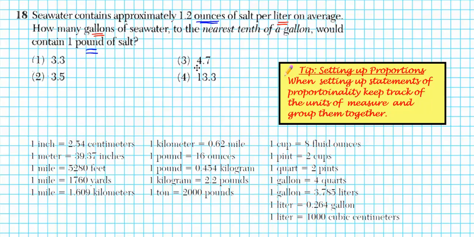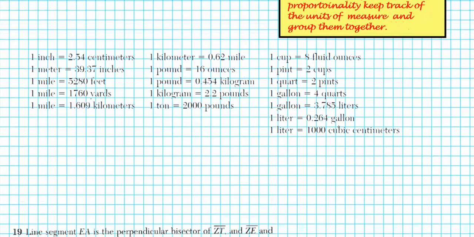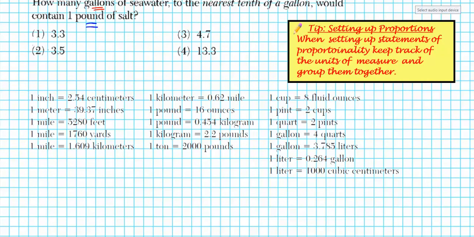So when you're setting up your proportion, you want to ensure consistency. Are your volumes in the numerator? Then make sure they're in the numerator, and then keep your weights in the denominator, however you want to set it up. Okay? So let's go ahead and put that notation down real quick. Ounces and pound are units of weight.